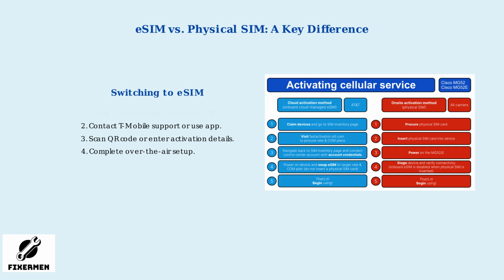Here's how to do it. First, check device compatibility. Then contact T-Mobile support or use their app. Scan a QR code or enter details and complete the setup over the air. This cloud-based activation is simpler than physical SIM methods.